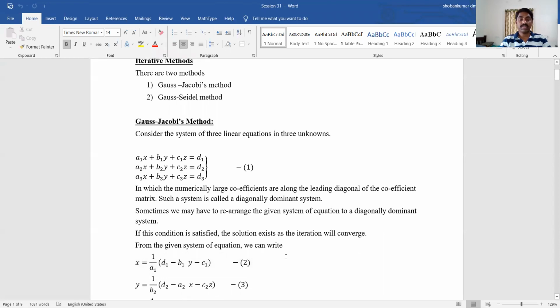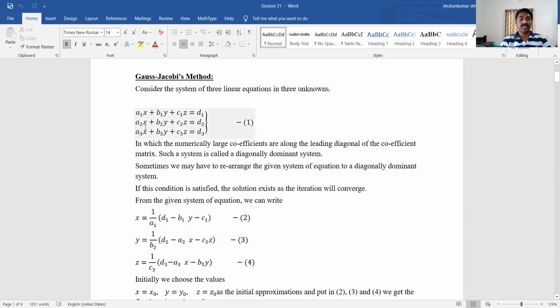From the given system of equations, we can write x is equal to 1 upon a1 into (d1 minus b1y minus c1z), and the second equation can be written as y is equal to 1 upon b2 into (d2 minus a2x minus c2z), and the last equation can be written as z is equal to 1 by c3 into (d3 minus a3x minus b3y).